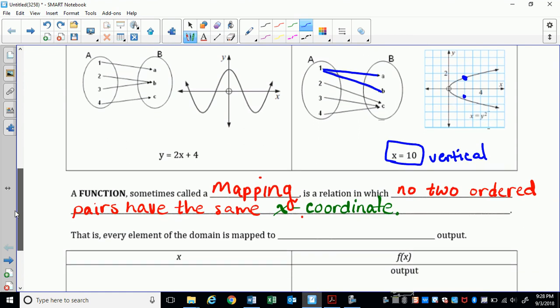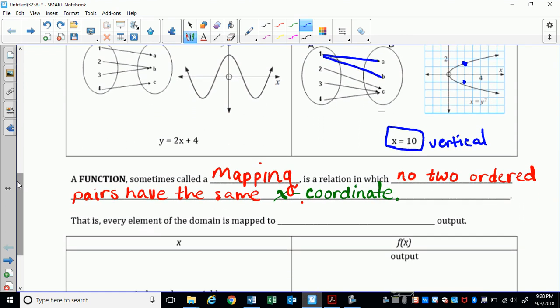A function sometimes is called a mapping, but a function is a relation in which no two ordered pairs have the same x-coordinate. So we can have the same y-coordinate, right? But as we saw right here, 2 goes to B and 3 goes to B, but we cannot have the same x-coordinate. That is, every element of the domain is mapped to exactly one output. It cannot be two. So I'm going to write that: exactly one output. Okay? No more.